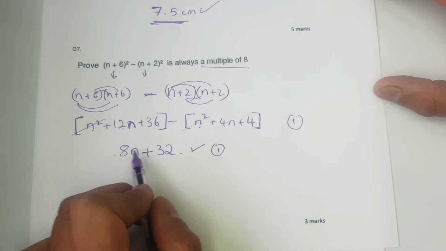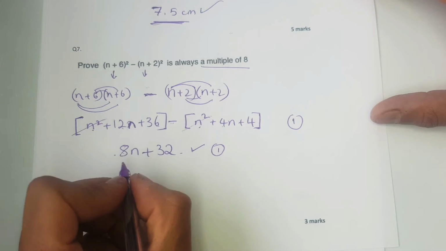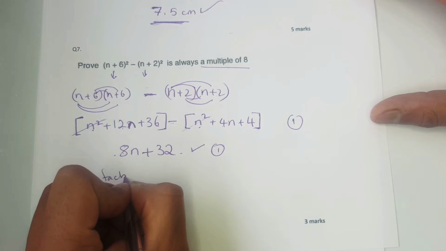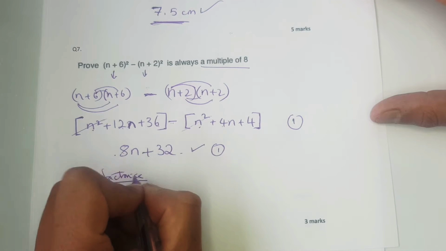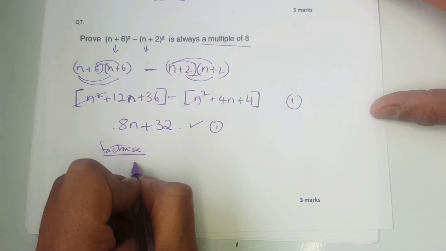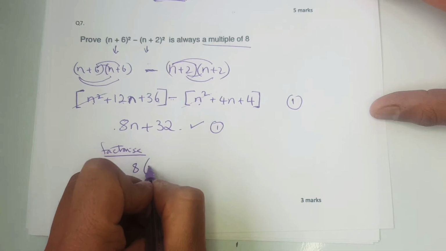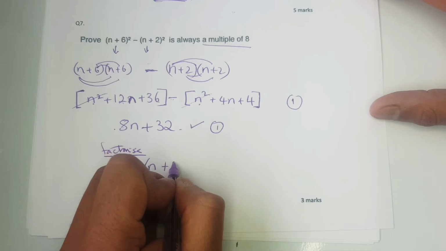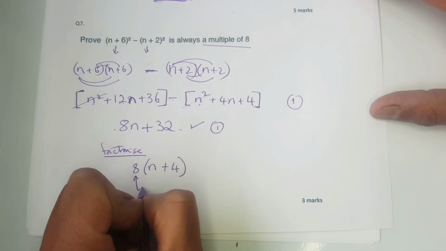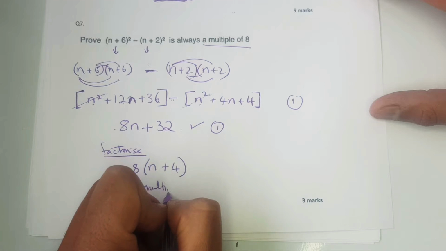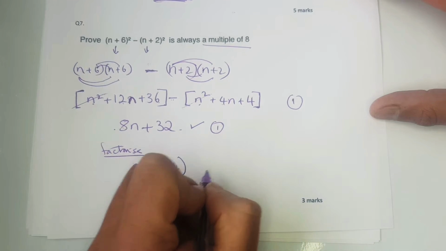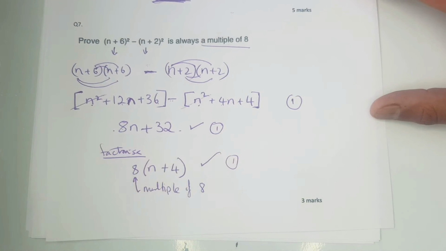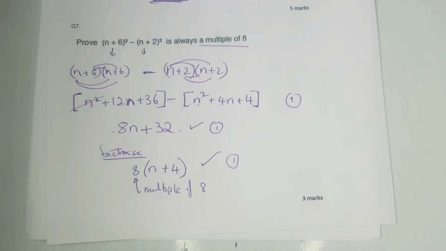We can see it's a multiple of 8 because both these numbers can be divided by 8. But in order to show it, all we do is factorize it, to just point out the obvious. So 8 is a common factor, 8 times n plus 4, and you can say this is a multiple of 8. So a little comment to say multiple of 8. There's your final mark. And that's it. So we've proved that question.